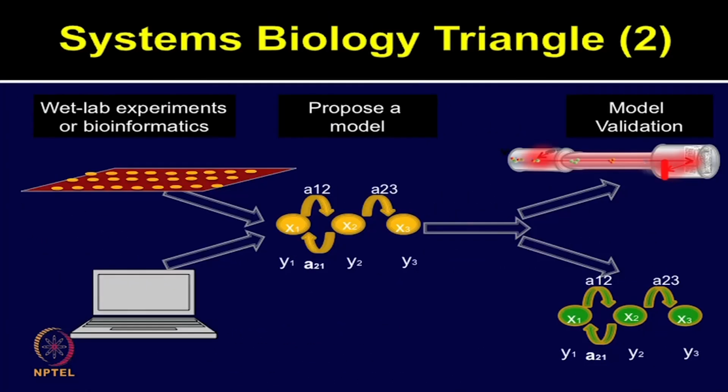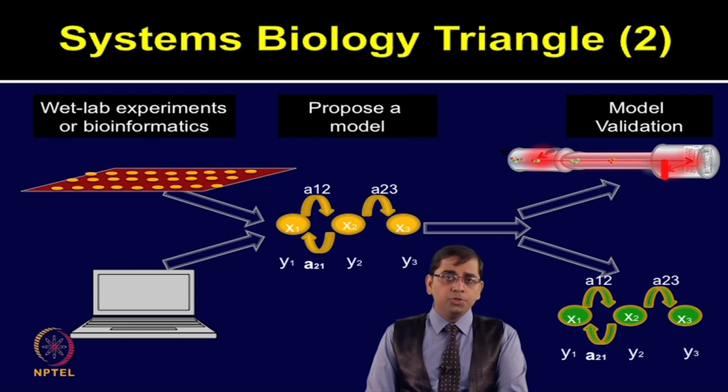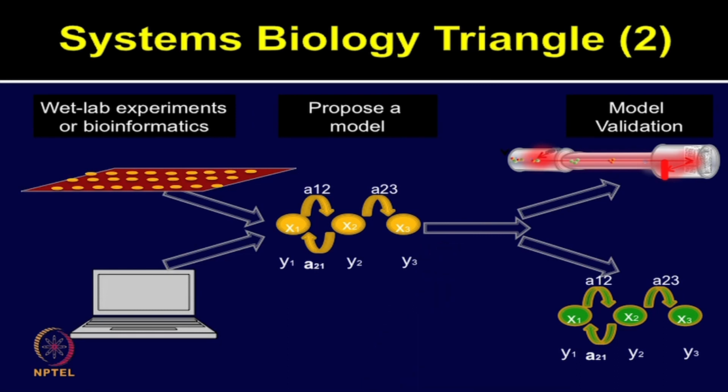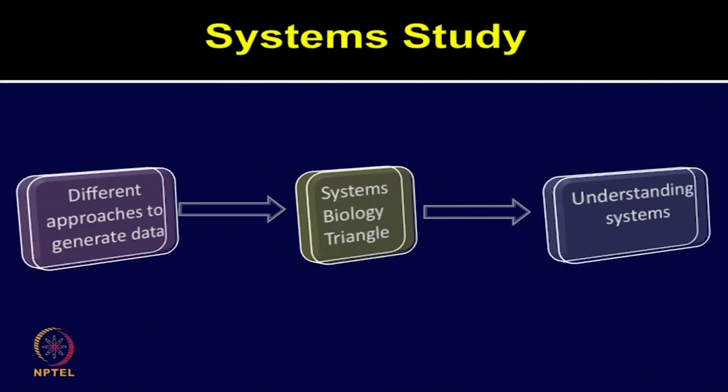In the systems biology triangle, the wet lab experiments or bioinformatics based data analysis could be used to propose a model. The model building as an aid to understand a complex system and some hypotheses could be generated which could be used further to propose more quantitative models or predictive models, and also it can be used for independent techniques for model validation.